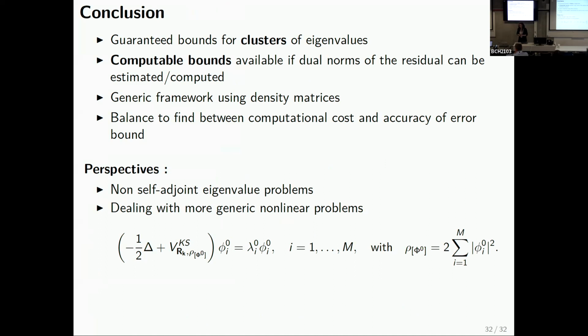Okay, so just to conclude, I showed some guaranteed bounds for clusters of eigenvalues. The main message is that computable bounds are usually available once you can estimate or compute dual norms of the residual. And then we have a generic framework to deal with density matrices, so orthogonal projectors, in the cluster case. And then, of course, there is a balance to find between the computational cost that you can put in your computation and the accuracy of the error bound. And with that, I thank you very much for your attention.